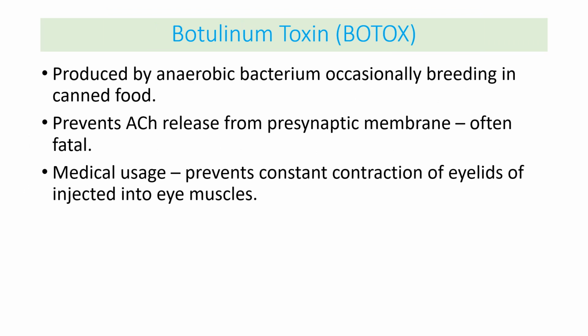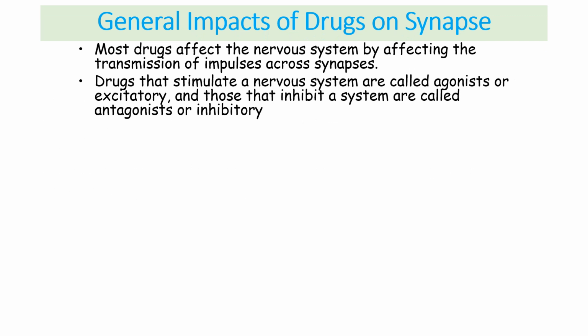Botox, which is a bacterial toxin, can cause a lot of illnesses, but we can use it to prevent muscle contractions. So some people use it to try and look young effectively. It prevents the release of acetylcholine from the presynaptic membrane, so it prevents a response. So it can be a deadly poison. It can also be used to relax muscles, and therefore can be used for cosmetics.